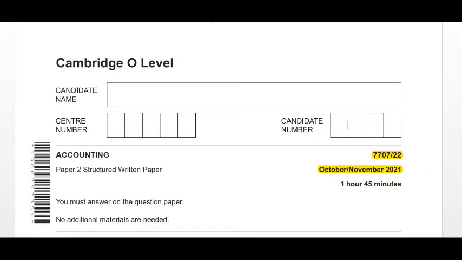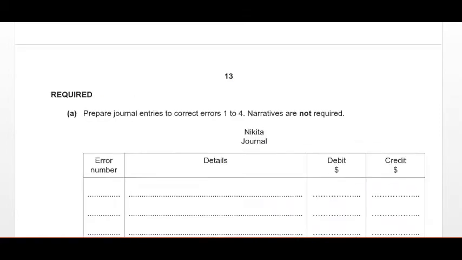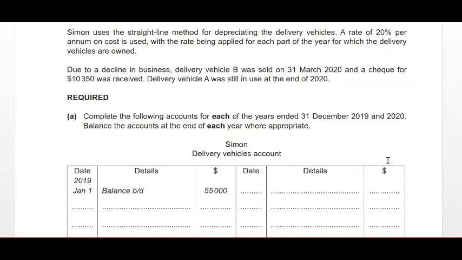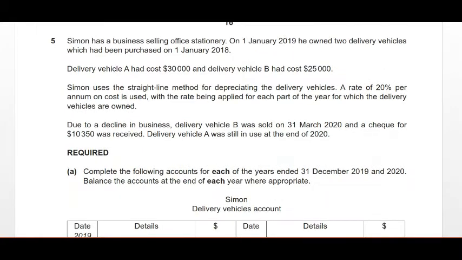I have done some previous questions of this paper as well. You can find them in my other videos. Today I'll be looking at question number 5. So question number 5 is focusing on the topic for depreciation, which is a very commonly asked topic as per our exams. So starting off with the question, Simon has business selling office stationery.